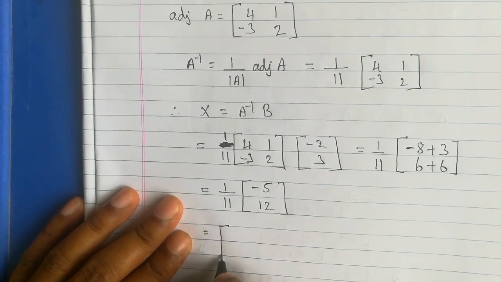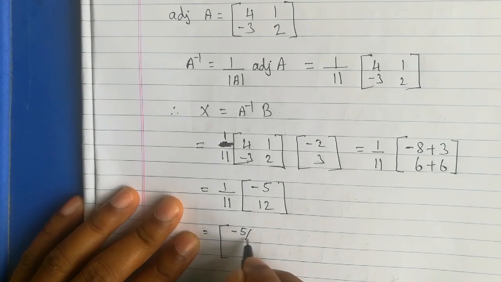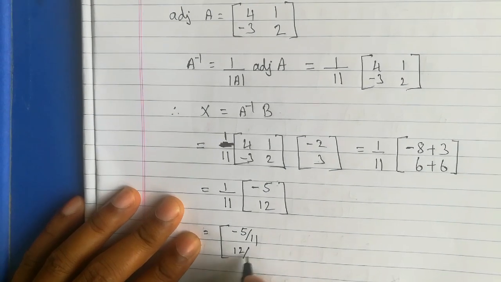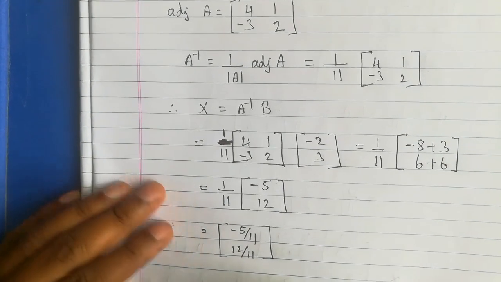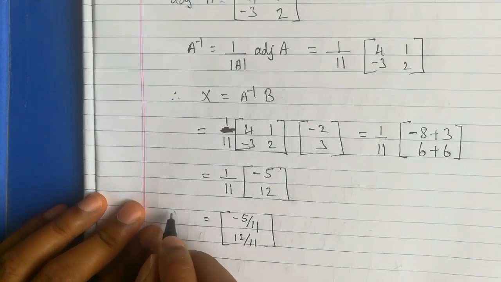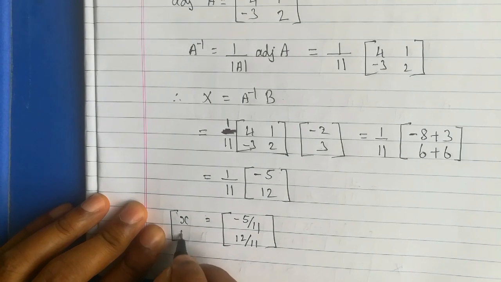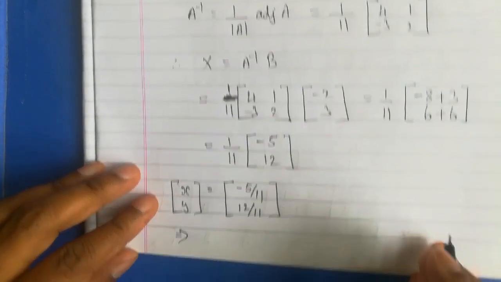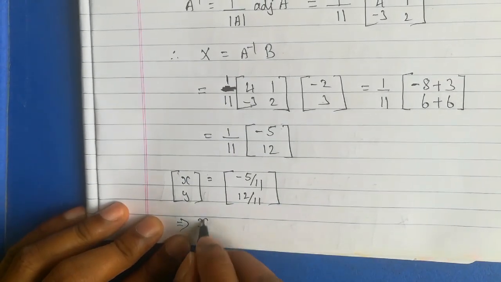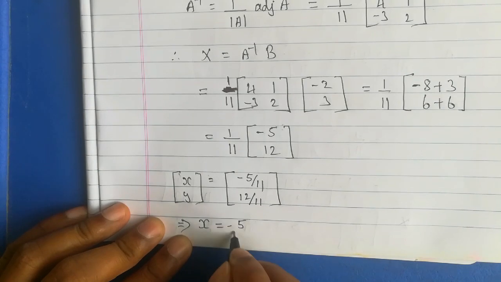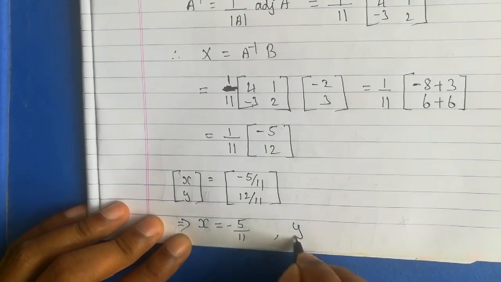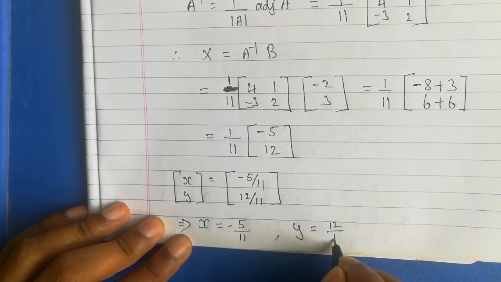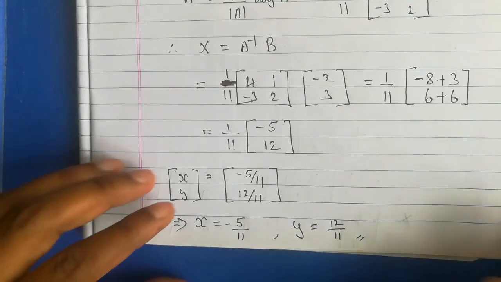This is equal to minus 5 by 11, 12 by 11. This side x is there, that is x comma y, which implies x equal to minus 5 by 11, y equal to 12 by 11. Now we'll see the third problem.